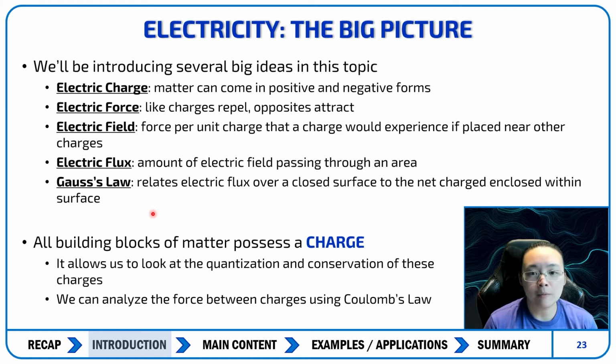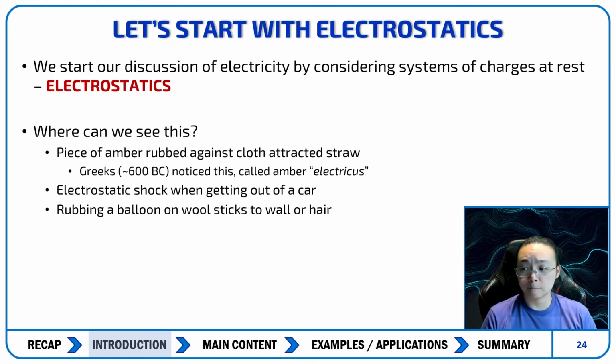All the building blocks of matter possess what we call a charge. This is something that you should know of already. It allows us to look at the quantization and conservation of these charges. And from this, we can analyze the force between two charges using Coulomb's law. So let's start with electrostatics. Electrostatics really is the study of electricity by considering systems of charges at rest. So they're not moving. Where can we see this?